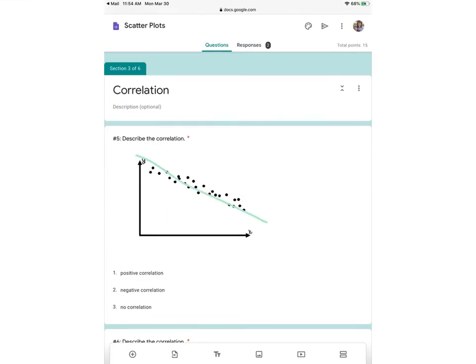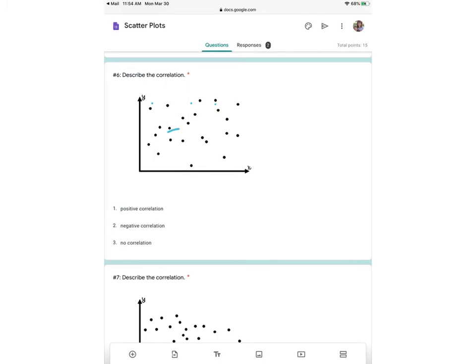The pattern here is decreasing. If it's decreasing, then we say negative correlation. Decreasing, going down, is negative; going up is positive. So this one's negative. If it's all scattered about, then we say no correlation. It's not increasing or decreasing, it's just scattered or random.